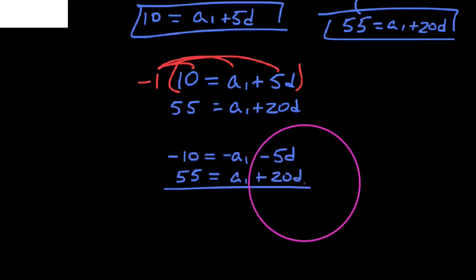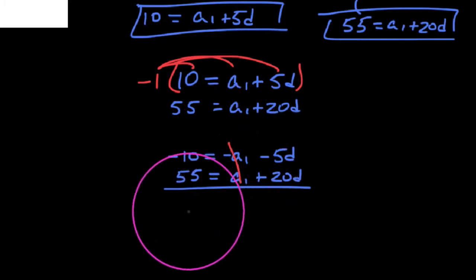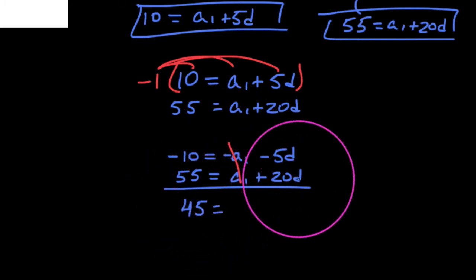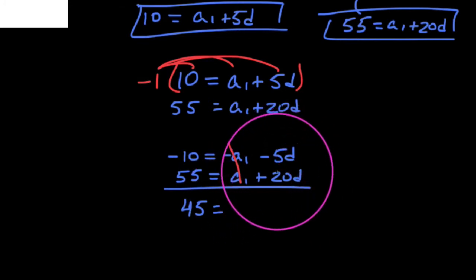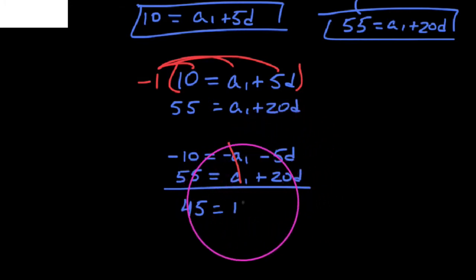And then with the elimination method, or linear combination, we'll just sum these two equations. So what we end up with is this: negative 10 plus 55 is 45, and then negative 5d plus 20d is going to give us 15d.